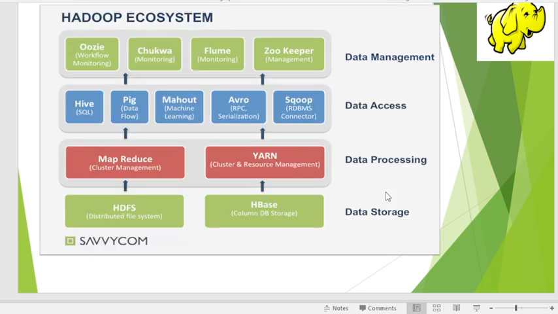This is the diagram for the Hadoop ecosystem. You can see the different components of the Hadoop ecosystem are categorized into 4 categories according to their functionality and responsibilities, that are data management, data access, data processing and data storage. Let us look at each one of the components one by one.